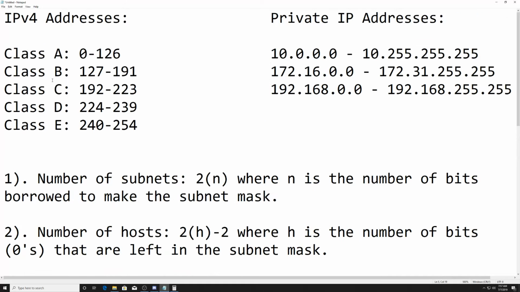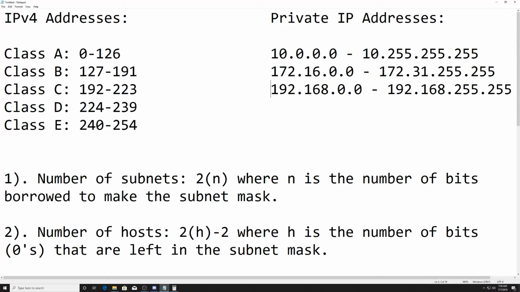Okay, so when it comes to subnetting, to find the number of subnets within a network, you do 2 to the n, where n is the number of bits borrowed to make the subnet mask. You may be asking yourself, what does he mean by that? If you're experienced, then you know what I mean. But if you're new to the networking field, you want to get your feet wet and learn subnetting, I'll discuss that in a little bit.